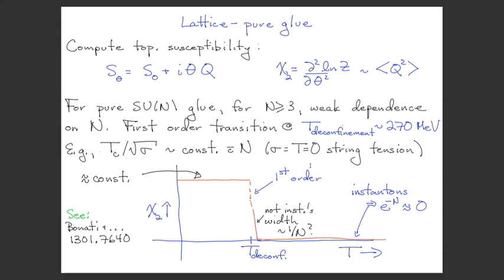There's evidence from the lattice for 3 colors. It's not clear, but it looks like there's some transition region whose width is on the order of 1 over n. Of course, they can't calculate exactly at large n. They calculate n equals 3, 4, 6, something like that. And so the question is, what generates the topological susceptibility in the confined phase? It's certainly not instantons. Why?